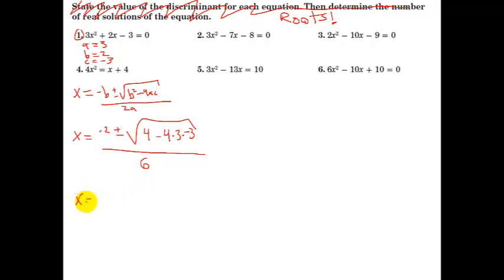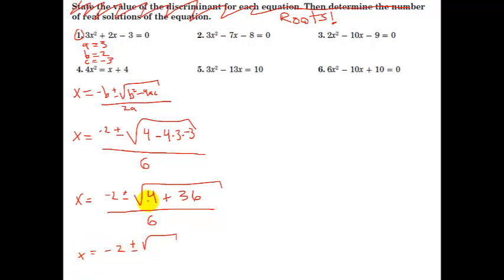Now we simplify. Negative 2 plus or minus the square root of 4. So here we have 4 times 3, which is 12. 12 times 3 is 36. And we're subtracting a negative number, so this becomes plus 36 all over 6. Keep going. Negative 2 plus or minus the square root. 4 plus 36 is 40 all over 6.